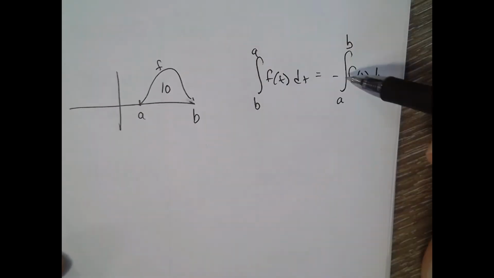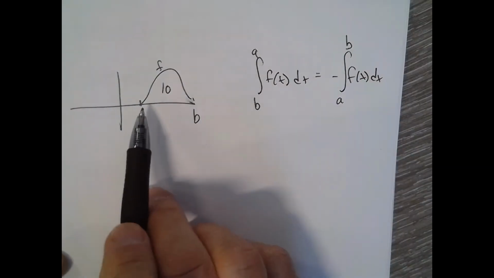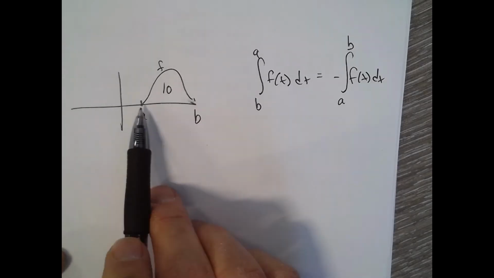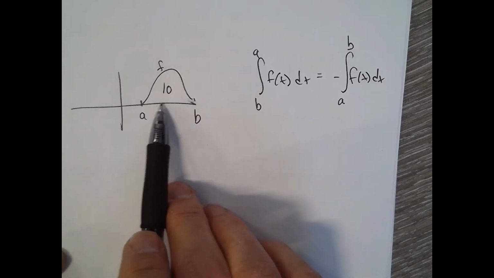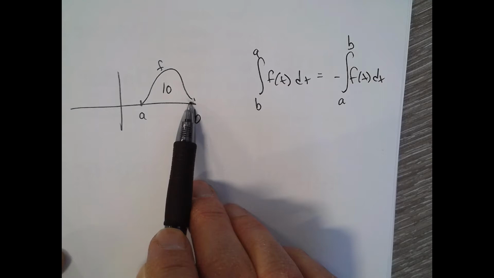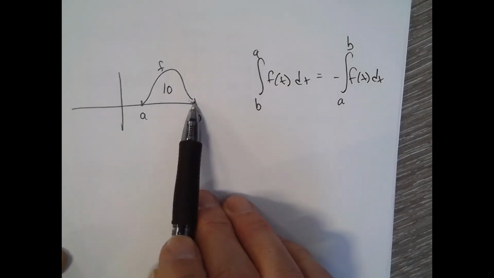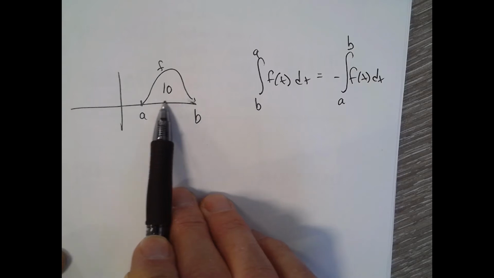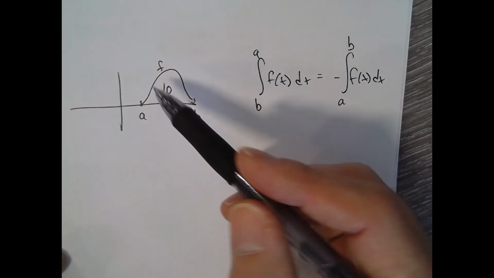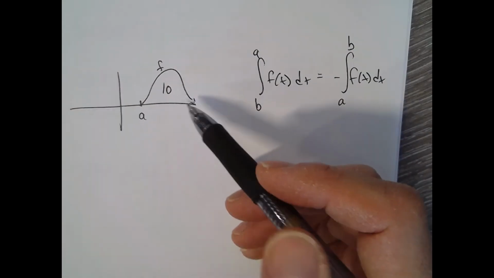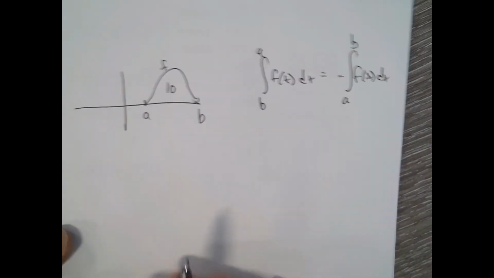It just becomes negative. So if we're accumulating area to the right, going from A to B, we get a positive area if it's above the x-axis. If we're going from B to A, we're going backwards, going left, above the x-axis is actually a negative area. It would be negative 10. So that's the first rule.